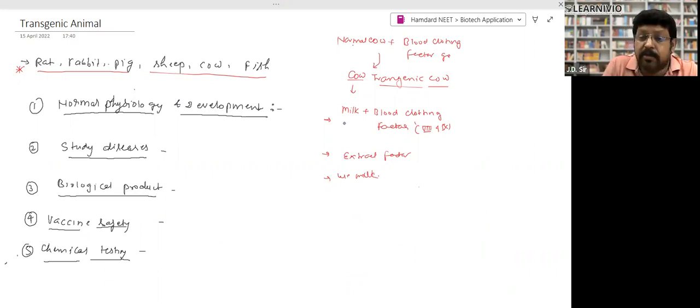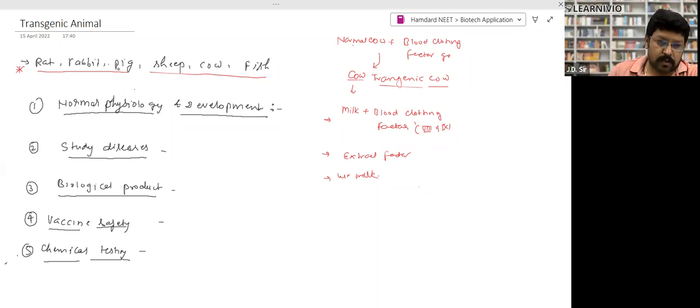But when you get the question in your medical examination, that will be from the NCERT, right? So these are the names of the organisms: rat, rabbit, sheep, cow, fish, right? These are the transgenics that have been made. So please note down the names of these organisms.